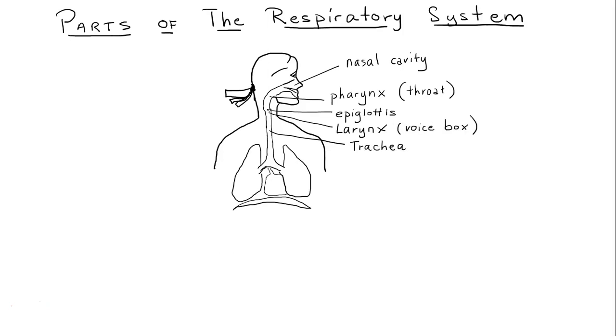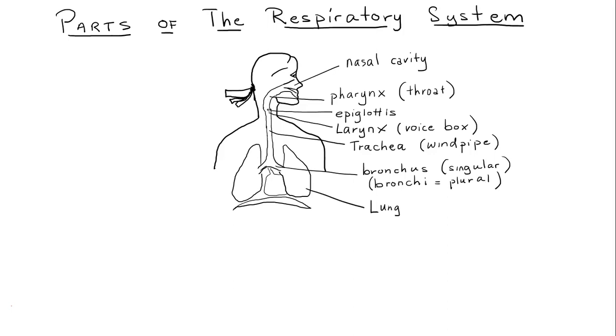The trachea branches off into two bronchi. Singular is bronchus, but there are two of them, so bronchi, plural. The bronchi lead to the lungs. And then just inferior to the lungs, or to the thoracic cavity, we have the diaphragm muscle that controls breathing, and we'll talk all about that.